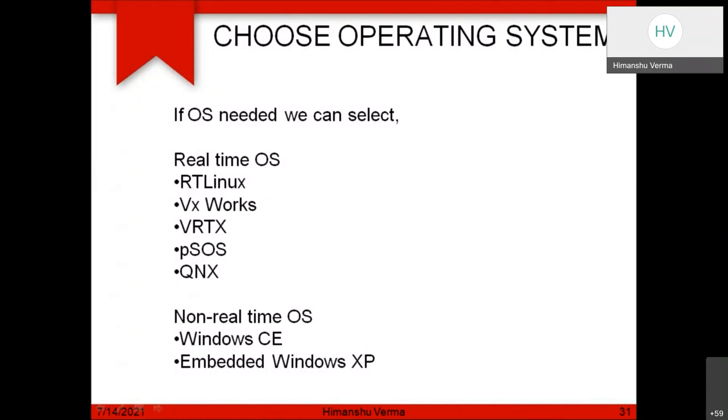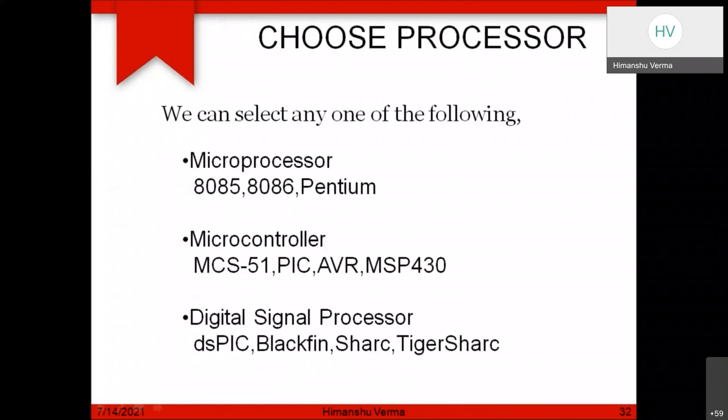Why? Because we already discussed that if we use a real-time OS, then we require a lot of resources, a lot of other peripheral things or components that will increase the cost. Of course, it will increase the size. We have to install some more things like heat sinks and all like that. So choosing a processor also depends on the application. If we are using a real-time OS, then we have to use a processor according to it.